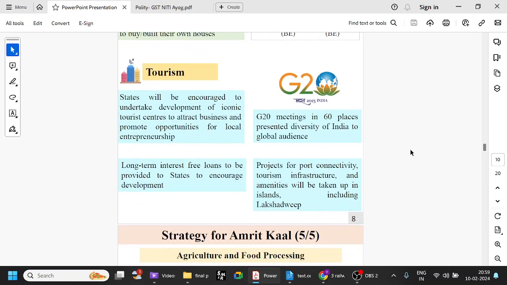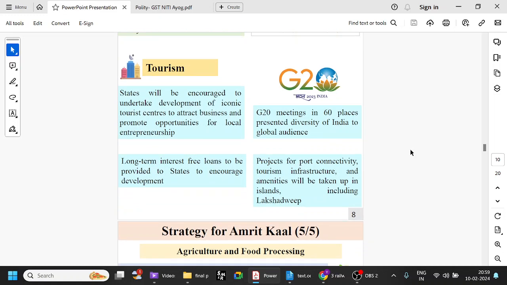Tourism, you have several schemes like the Prashad scheme, etc., right? And iconic development of heritage structures, etc. States will be encouraged to undertake development of iconic tourist centers, attract business. Even recently in Andhra Pradesh, the chief minister has opened 26 tourist police stations, right? 26 places. So all that is for development of tourism. Long-term interest-free loans to be provided to states. Also, in last year's budget, we saw 50-year interest-free loans provided to states. This is the same thing, to encourage development for 50 years.